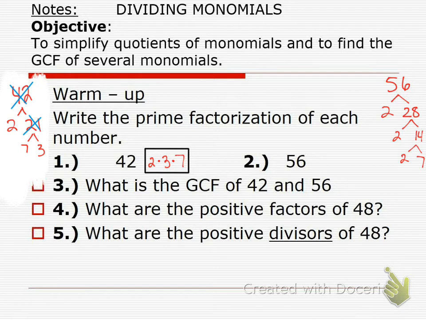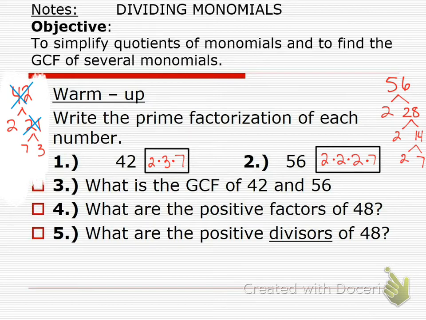So what would our prime factorization be for 56? Very good. So we had 3 2s, so 2 times 2 times 2 times 7. Can you put 2 to the third power times 7? Sure. If you would rather write it as 2 cubed or 2 to the third power times 7, that's fine. Number 3 kind of leads in from 1 and 2. What's the GCF of 42 and 56?